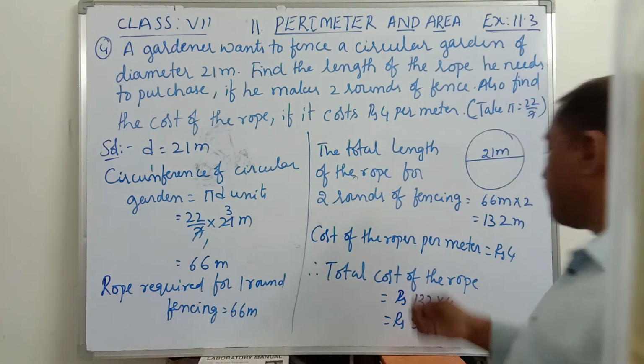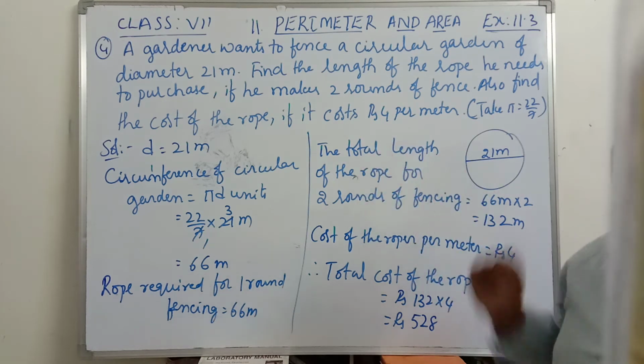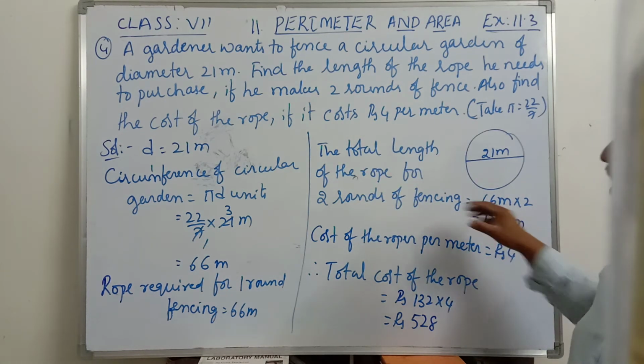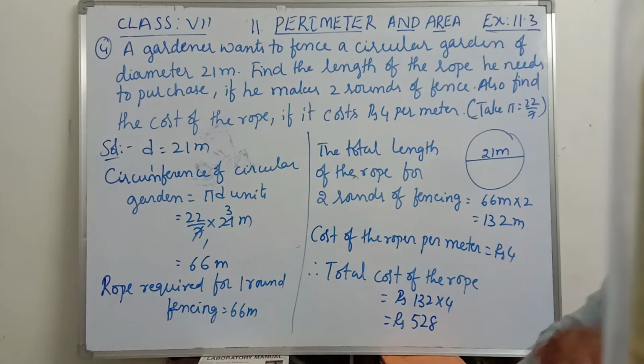So how do you find the total cost of the rope? First we have to find the total length of the rope, which is 132 meters. How we found it is by using the concept of circumference of the circle.